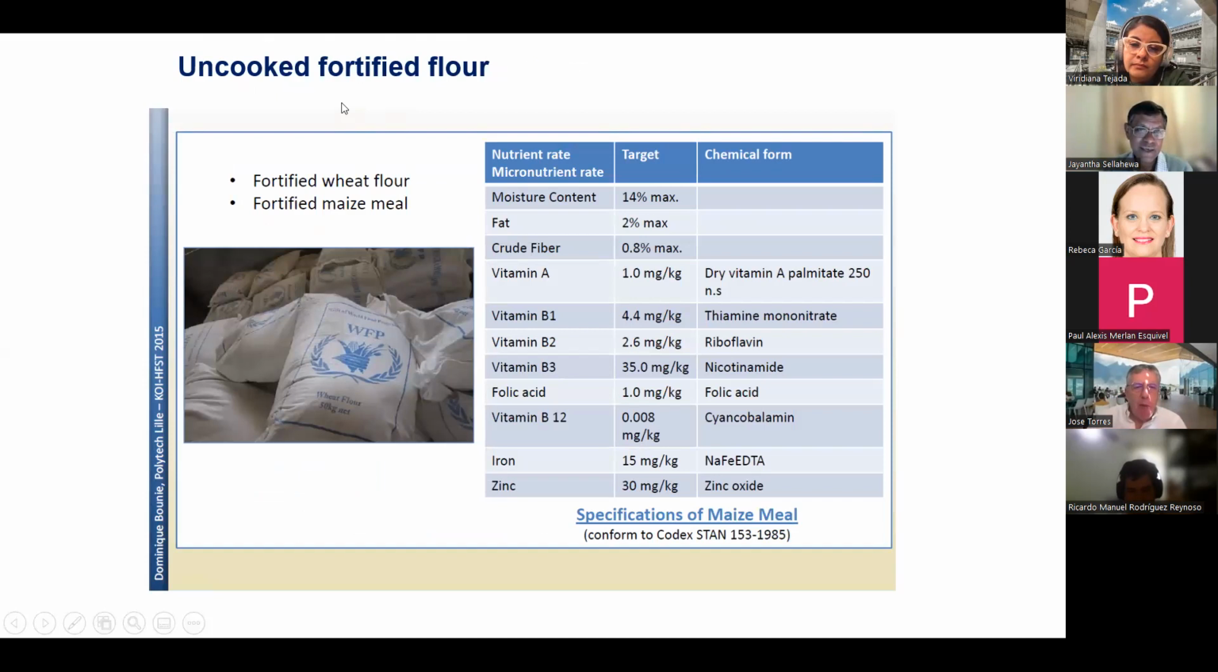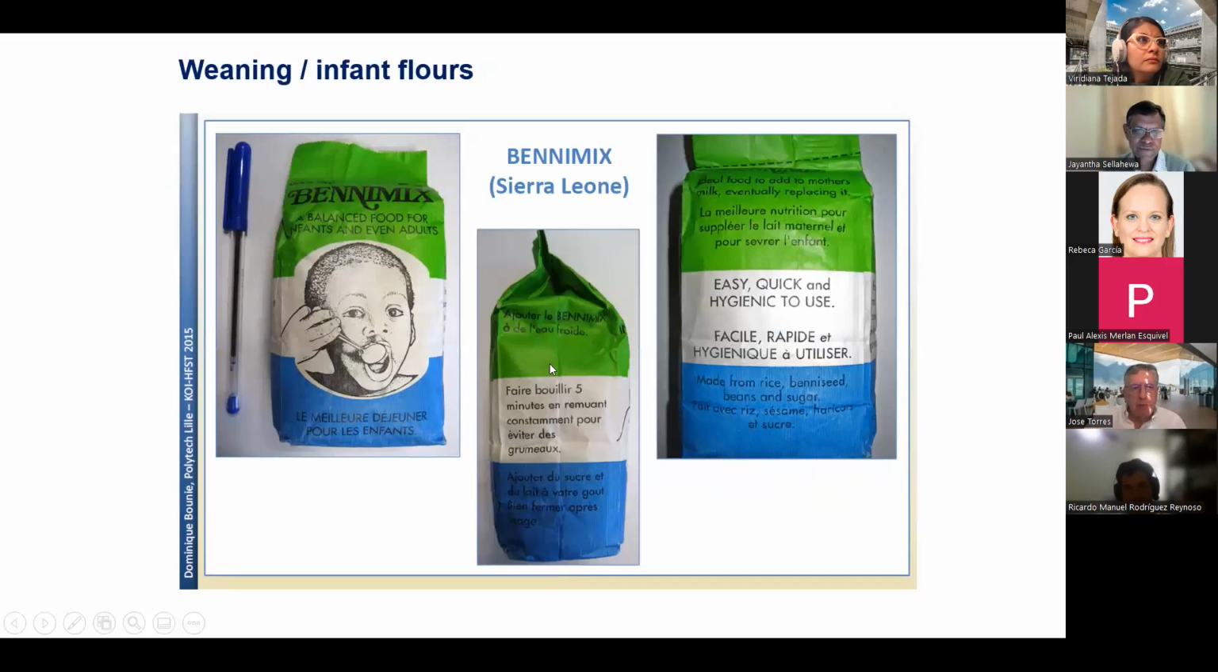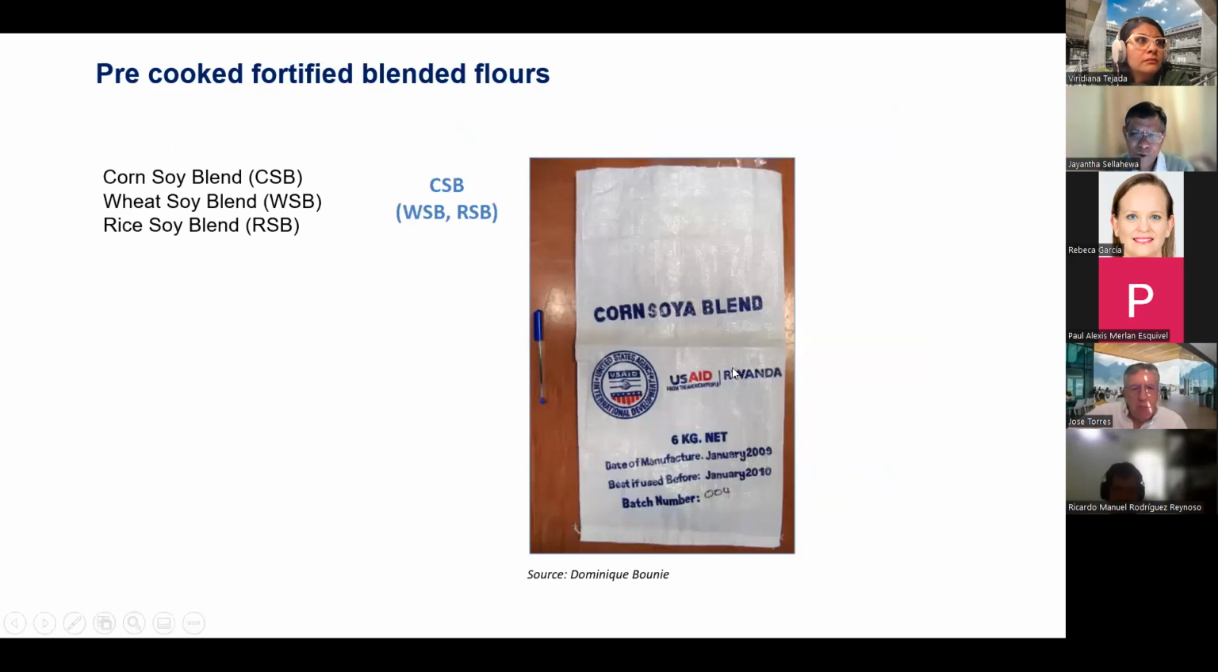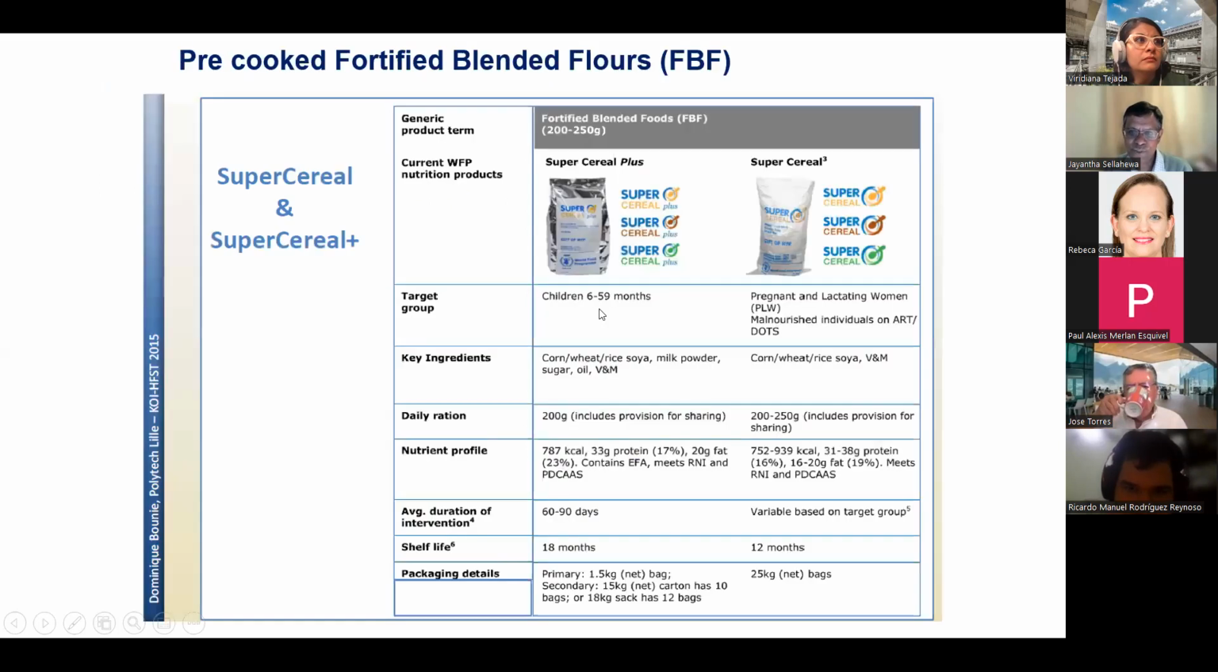So the food that can be given to them could be uncooked, fortified with vitamins, or it can be something like this. Now, this is for infants. This is pre-cooked, so all the mother has to do is to mix this with water, and it can be fed. This is another common product that's distributed. This is pre-cooked, so this can be combined with water to make a porridge or gruel. And these are called pre-cooked fortified blended flours. And this can be corn soy blend, wheat soy blend, or rice soy blend, commonly used in aid.